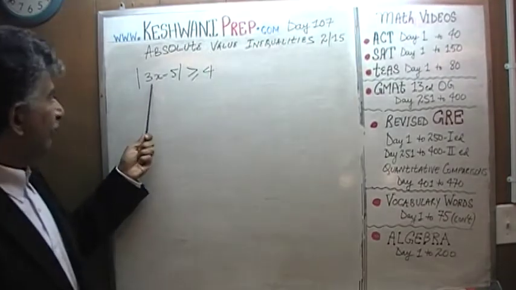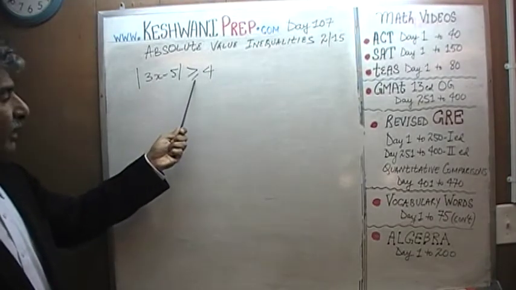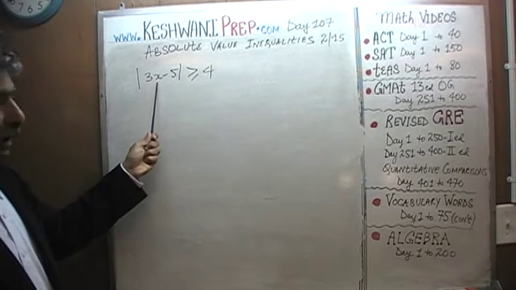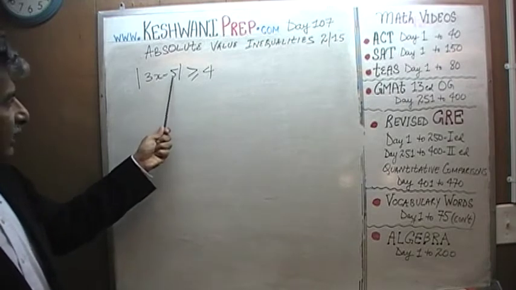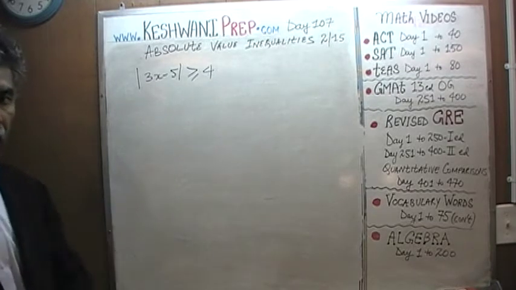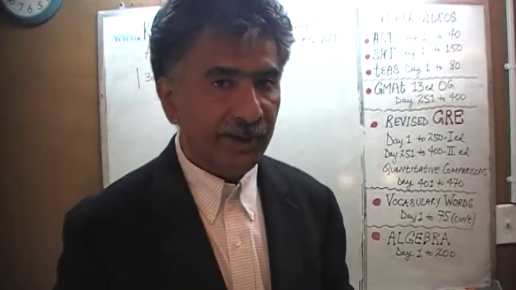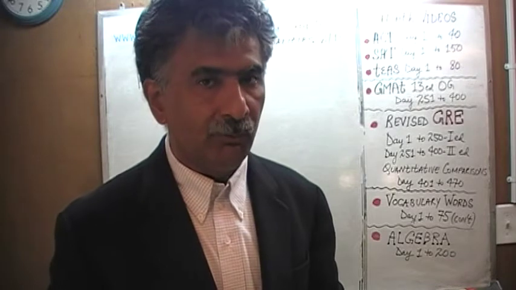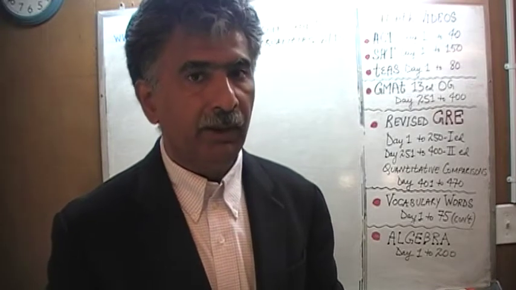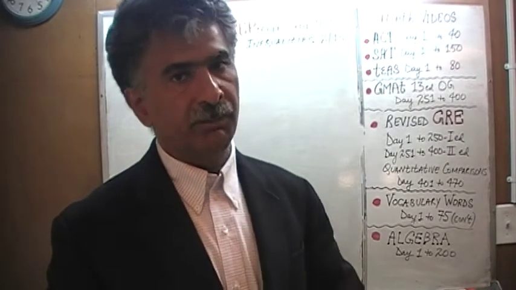We are told that the absolute value of 3x minus 5 is greater than or equal to 4. One more time, absolute value of 3x minus 5 is greater than or equal to 4. Our job is to find out what are the allowable values of x, what values can x assume, and then at the end show that solution on the number line. Let's begin.